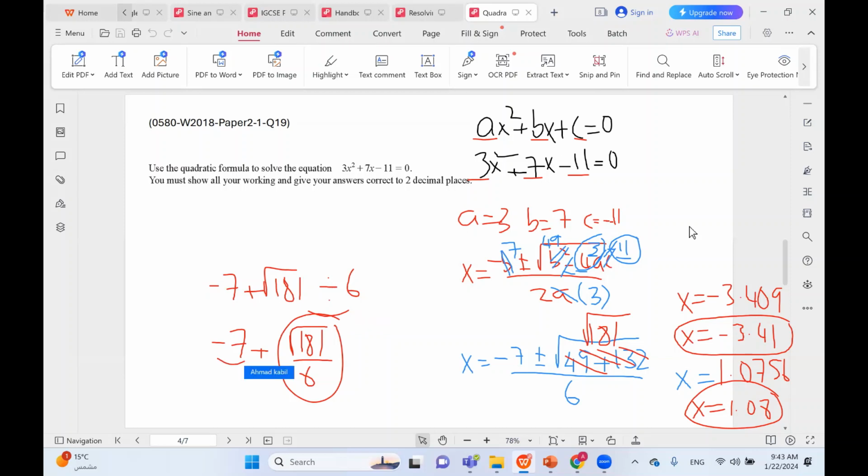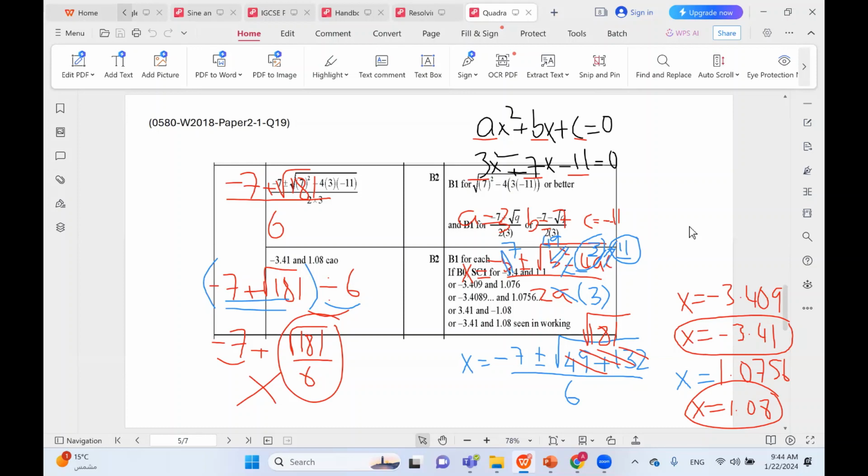But that's not really what we want. What we want is negative 7 plus root 181 all divided by 6. So either on the calculator, you put these in brackets, or what I prefer is I just calculate this first, and then I press the equal sign, and then I divide by 6. This is the better way of doing it. So anyway, let's check if our final answers are correct. Yes, they are, thankfully. Negative 3.41 and 1.08 are the correct answers.